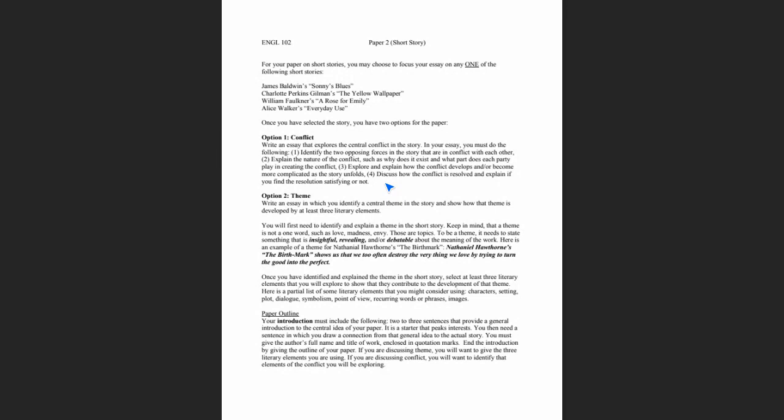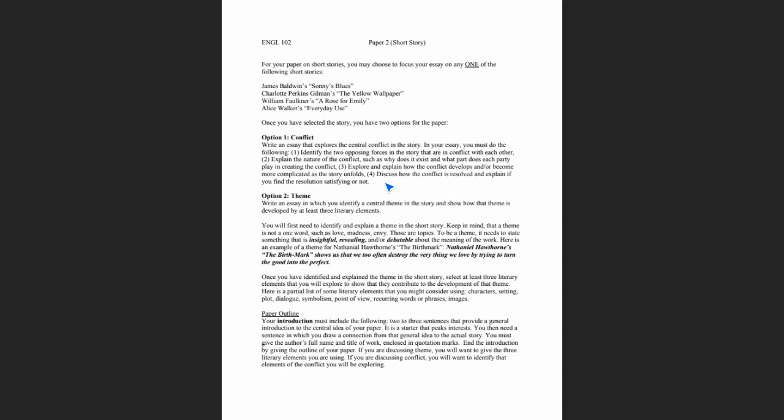Like for The Yellow Wallpaper, if you look at the conflict between the narrator and her husband, what is the nature of that conflict? Why is there a conflict between the 2 of them? What part does he play? What part does she play? Then analyze how that conflict is developed and becomes more complicated as the story unfolds.